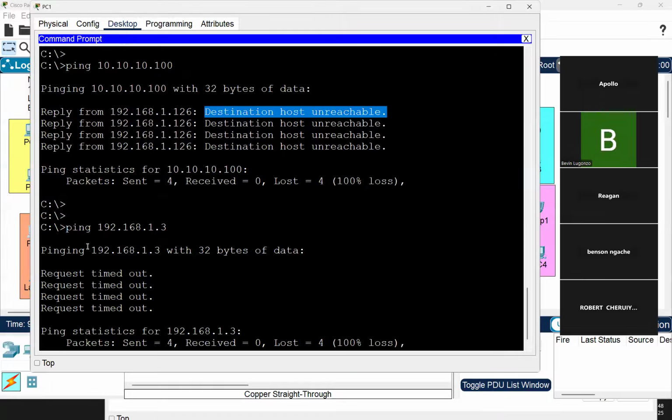But for this one here, this is a host. In this, the router, Robert, please mute your mic. Sorry.